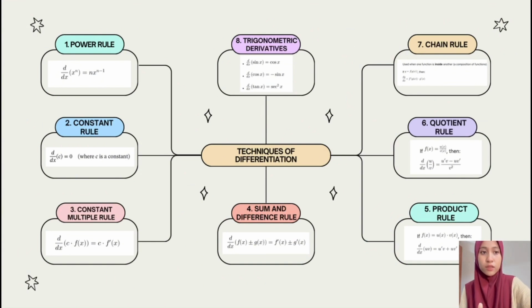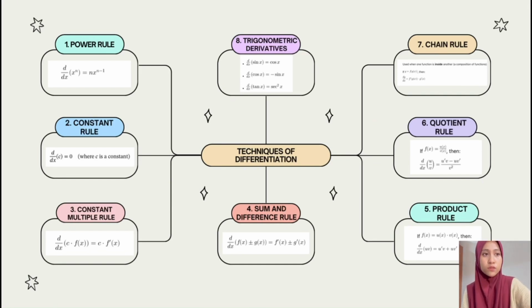Next one is sum and difference rules. d over dx of f of x plus or minus g of x equals f prime x plus or minus g prime x. Next is product rule. If f of x equals u of x multiply v of x, then d over dx in bracket uv equals u prime v plus uv prime.